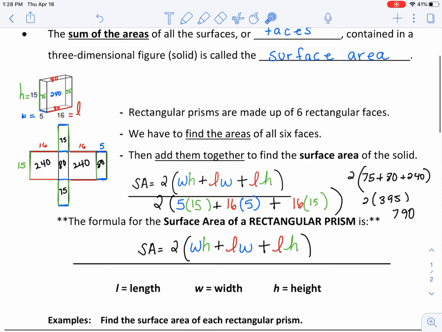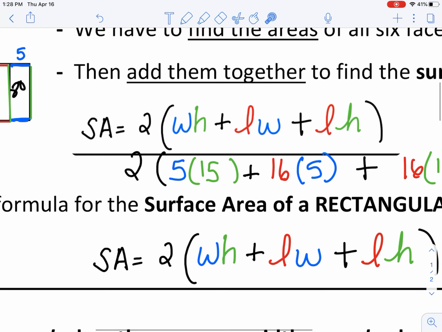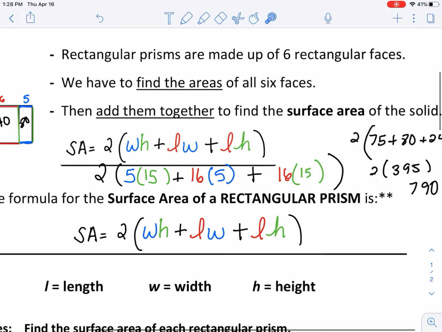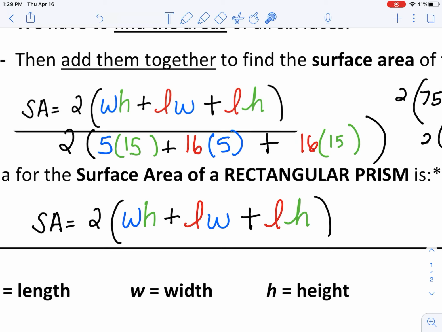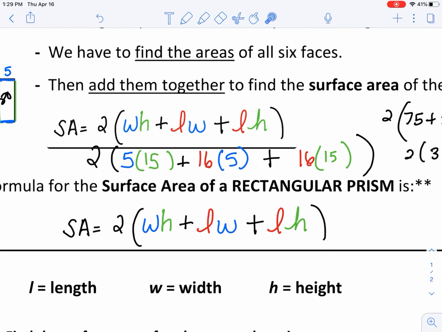So with that said, the formula, yes, it's daunting, but it is written out here for you and color coded. So it's the 2. You're going to go width times height, find the length times the width, and then the length times the height, and add those values together. I'm just going to walk you through the formula and then we'll reference the image. So we have 5 times 15 for the width times the height. And then the length times the width is 16 times 5. The length times the height is 16 times 5.